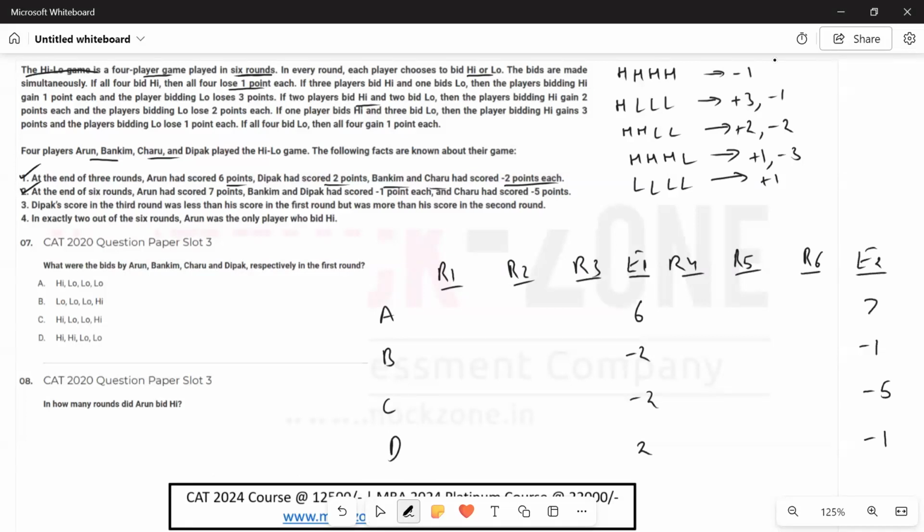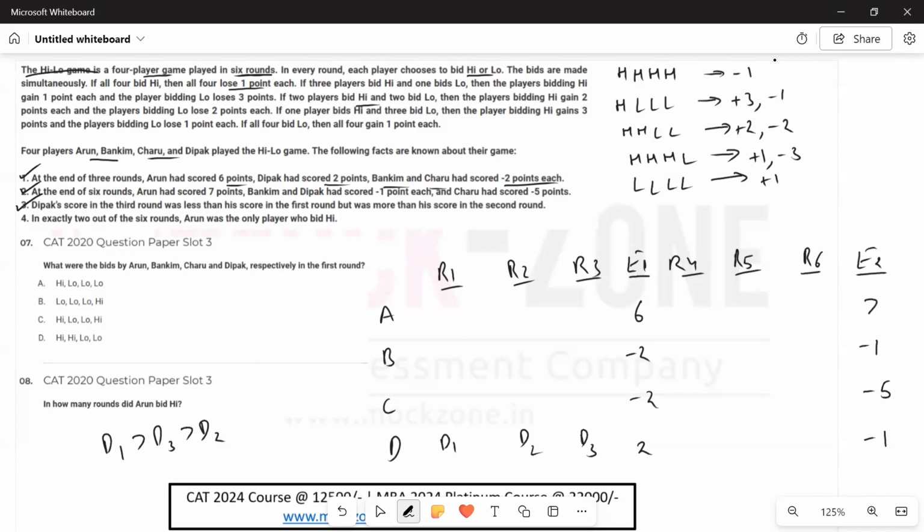Now we know that Deepak's score in the third round was less than his score in the first round, but more than his score in the second round. So let us assume that the round 1, round 2, and round 3 scores of Deepak are D1, D2, and D3. The score he got in the third round was less than his score in the first round, but more than that in the second. So we know that D1 is greater than D3, which is in turn greater than D2. This condition we know. So we have covered the third point also.